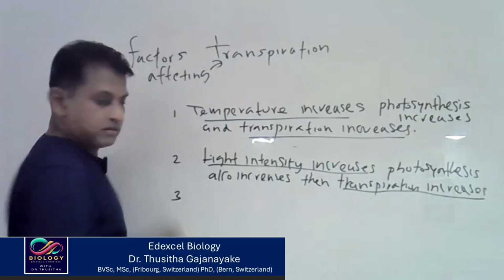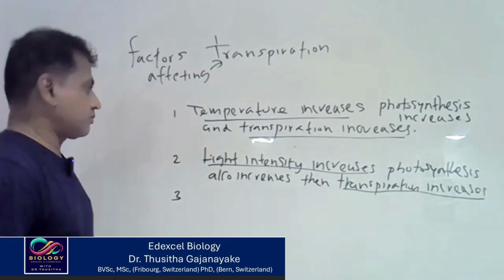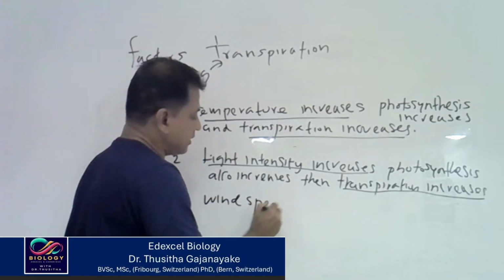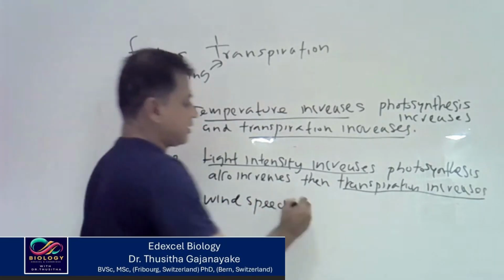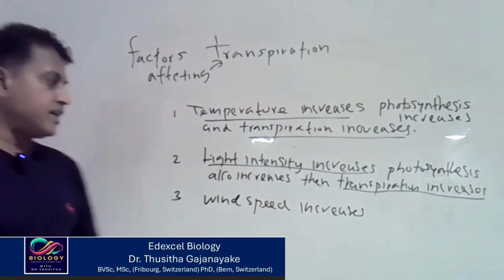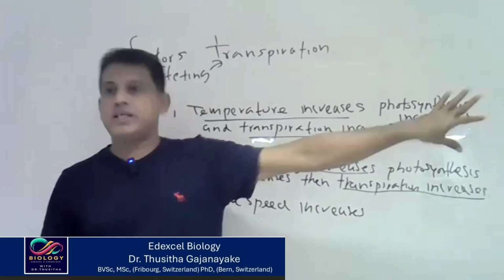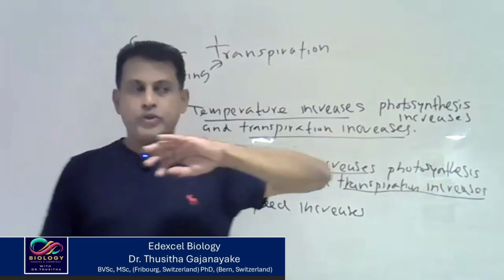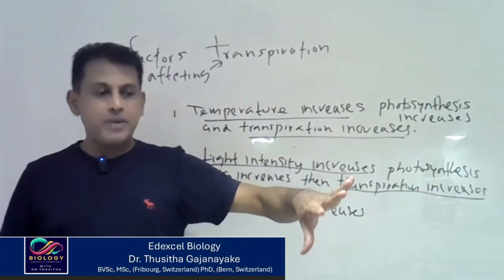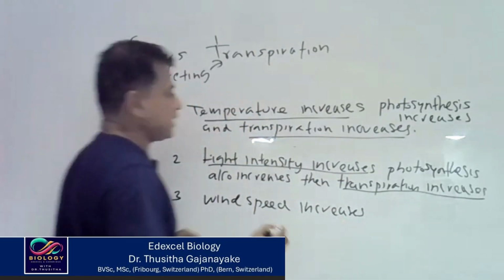Third factor, wind speed. So wind speed increases. What is actually happening? The water vapor is taken away from the leaf, and it makes a gap. Then more water vapor can come out quickly.